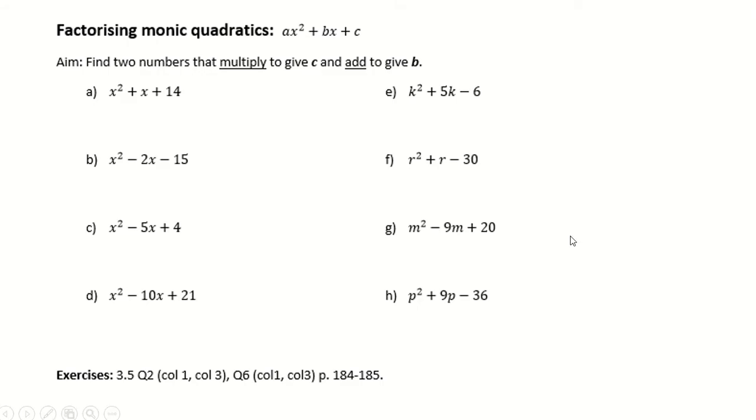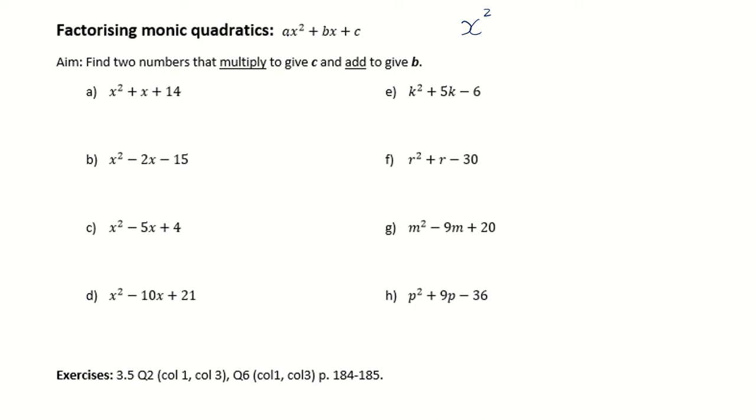So in this video we're going to be looking at factorizing a monic quadratic. Now, first you need to know what a quadratic is and what monic quadratic means. A quadratic is when a function has the highest power of x being x squared. So that's a quadratic. These are all quadratics. They will have something squared out the front.